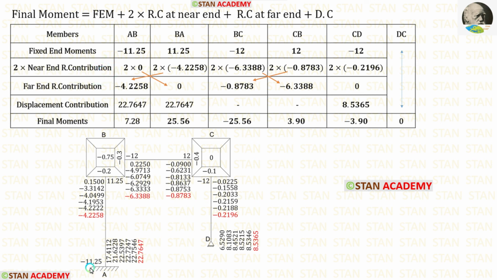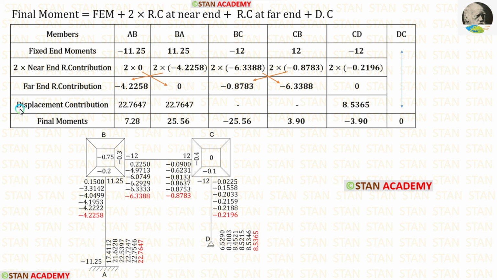In the fixed ends, there will be no rotation contribution. In the point A, we have a fixed end. So for AB, the near end rotation contribution will be 0. For BA, the near end rotation contribution is minus 4.2258. For BC, it is minus 6.3388. For CB, it is minus 0.8783. And for CD, it is minus 0.2196. Now, using the arrows, we can enter the far end rotation contributions.